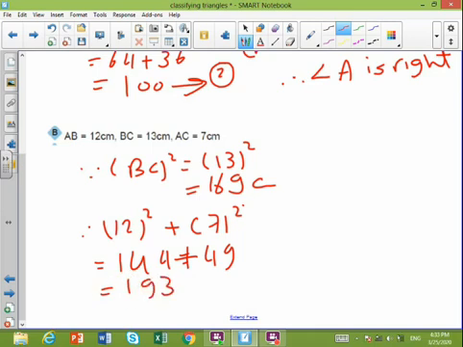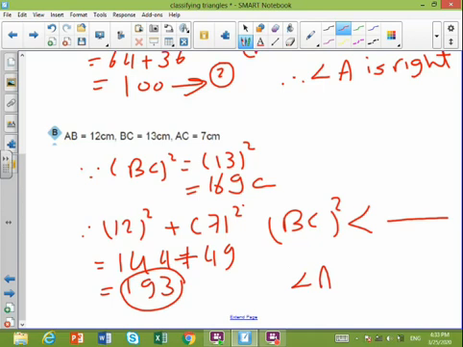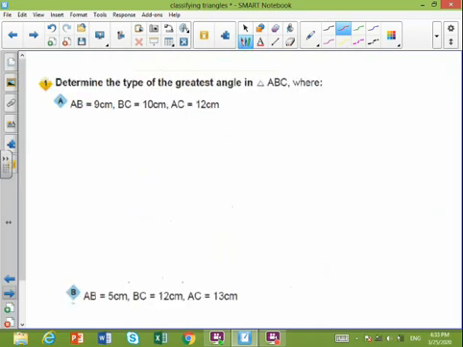Which is greater? The sum of the other two is greater. So BC square is smaller than the sum of the other two sides square. So angle A is an acute angle. Okay, also determine the type of the greatest angle.